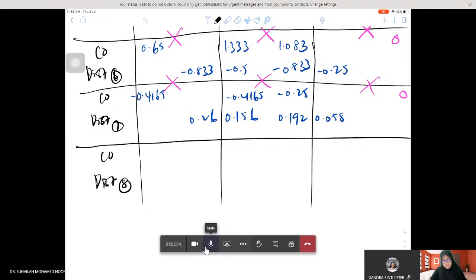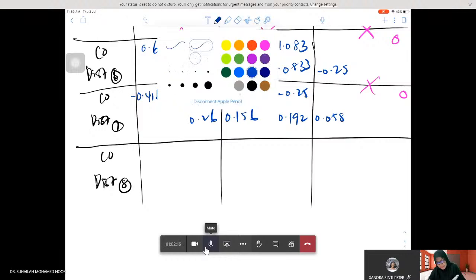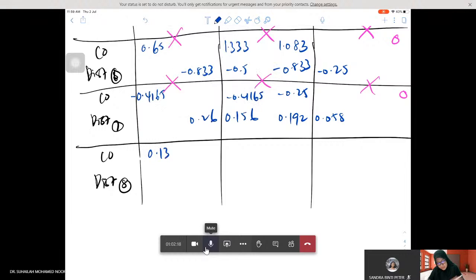Okay, carry over 0.13. Here 0.13. 0.156 divided by 2 is 0.078. 0.192 divided by 2 is 0.096. Okay, then the last distribution, it is 0.096 times 0.625. We get here negative 0.06.